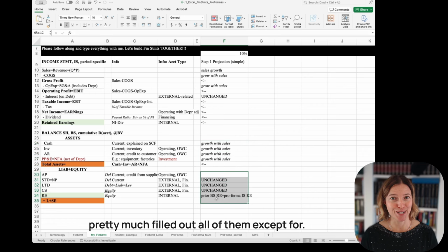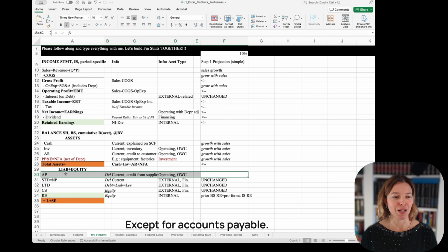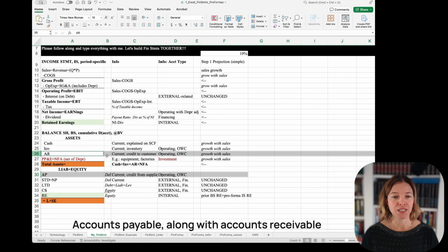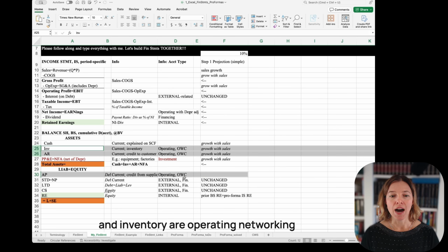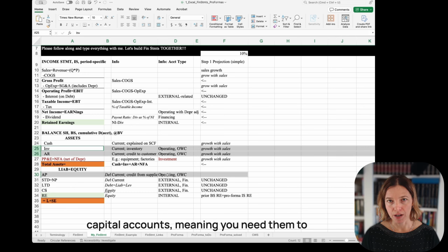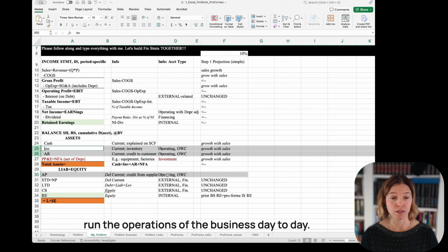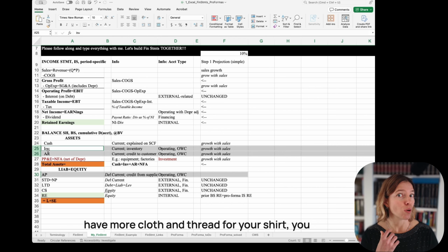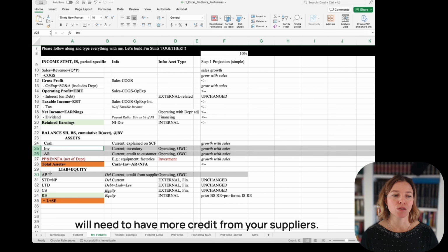And we've pretty much filled out all of them except for one, except for accounts payable. Accounts payable, along with accounts receivable and inventory, are operating net working capital accounts, meaning you need them to run the operations of the business day to day. So as you sell more shirts, you need to have more inventories, give more credit to your customers. As you have more inventories and you need to have more cloth and thread for your shirts, you will need to have more credit from your suppliers.